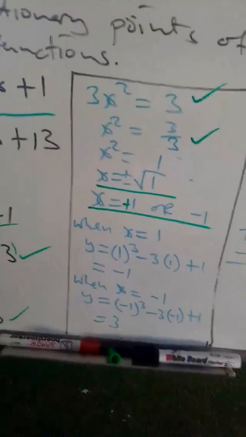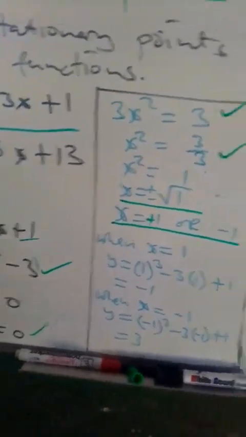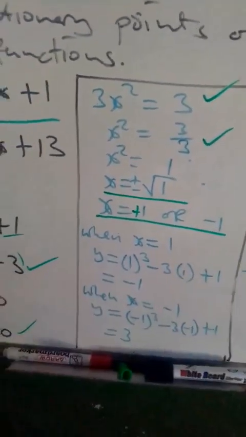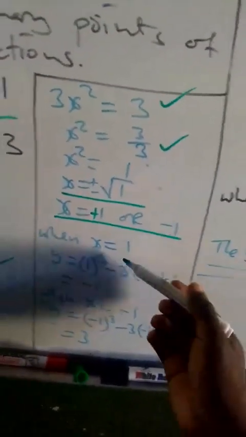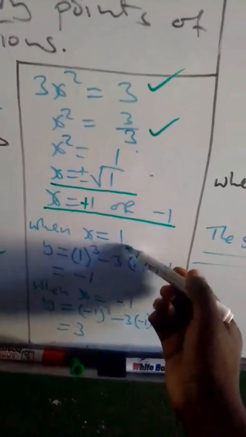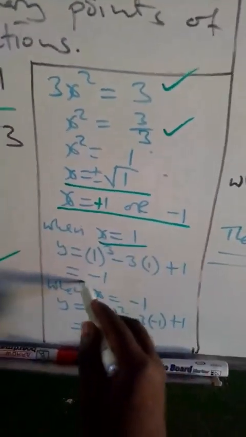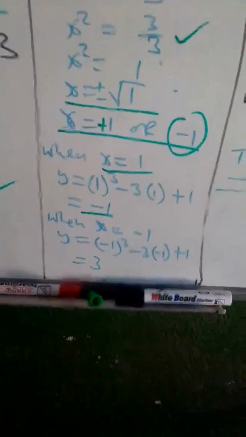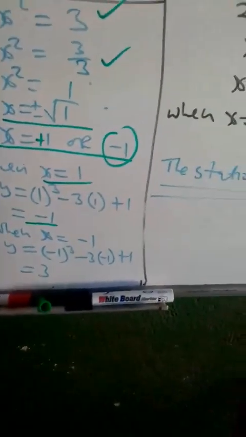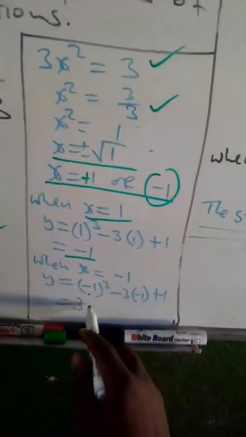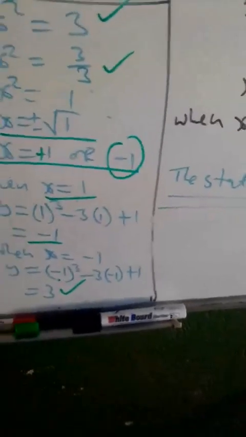So you are substituting 1 into the original equation like this. Then you punch on your calculator, you should get minus 1. So when x is equal to 1, y is equal to minus 1. Then we have another point, x is equal to minus 1. You substitute minus 1 into the same equation, the original equation. Note that this is the original equation, not the derived function. So you substitute minus 1 and we get 3.